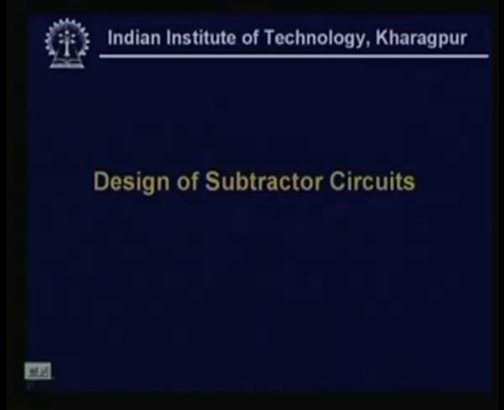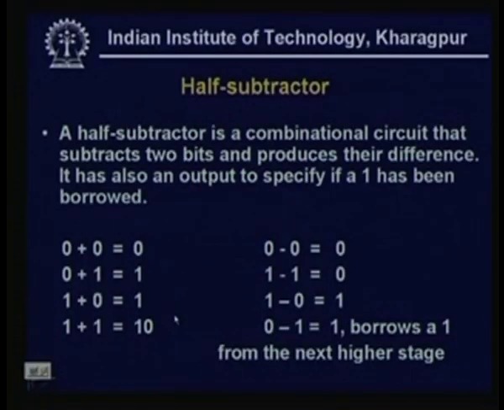In the last class, we learned how to design the different types of adders, mainly the half adders, the full adders, and the different types of realization using a variety of gates. Today we will see how we can design the subtractor circuits. Now, a half subtractor is a combinational circuit that subtracts 2 bits and produces their difference. It also has an output to specify if a 1 has been borrowed.